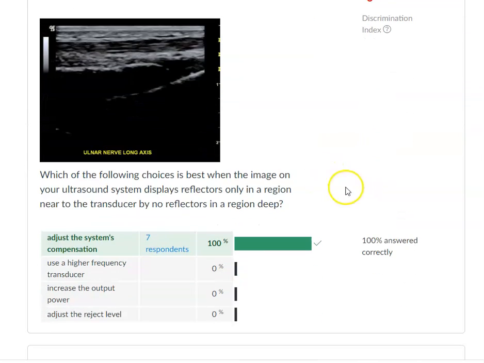Next question. Which of the following is the best when the image on your ultrasound displays reflectors in a region near the transducer but nothing deep? Well, you can use a lower frequency, which is not one of the choices, or you need to adjust the system's compensation. So the answer is certainly the first response, adjust the system's compensation.